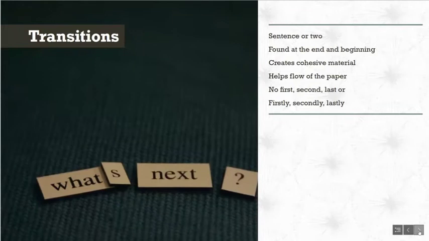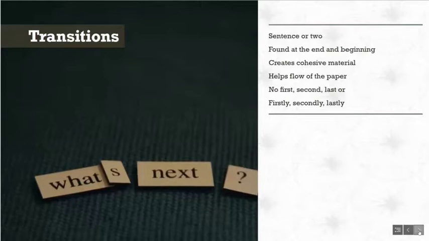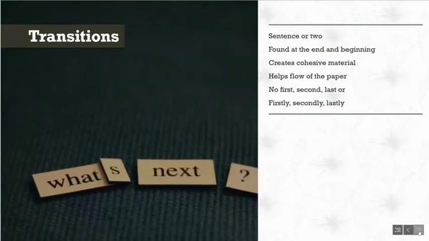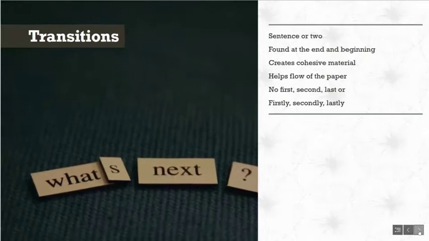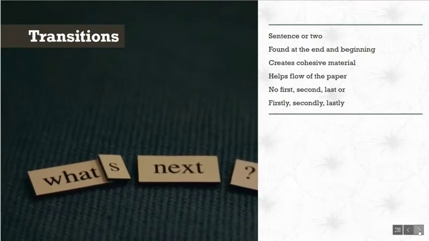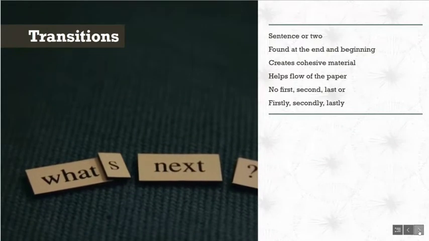Because without transitions, you can look at your paper like this. Without a transition, you can remove a paragraph and it would not be missed because there's no indication that a paragraph is there. With your transitions, don't do things like first I'm going to talk about, second I'm going to talk about, last I'm going to talk about. Don't do that. Those are not strong transitions.